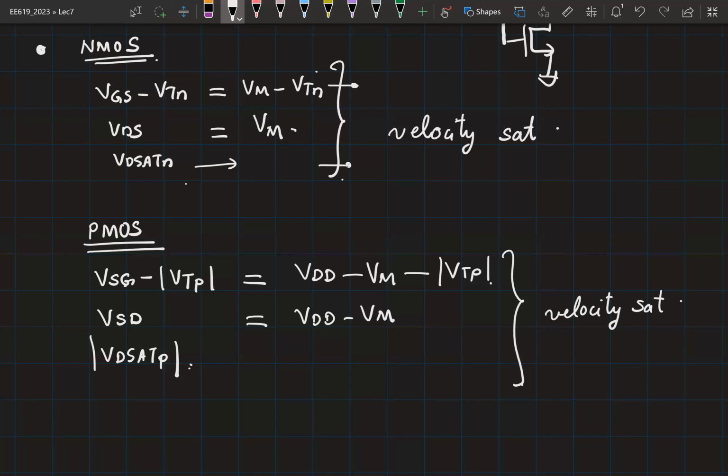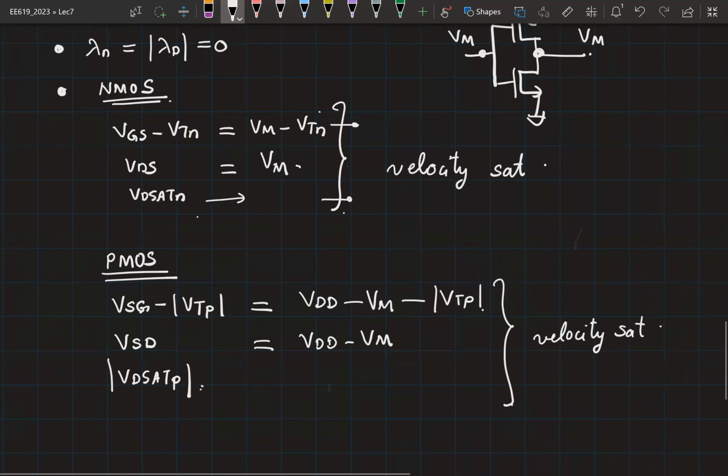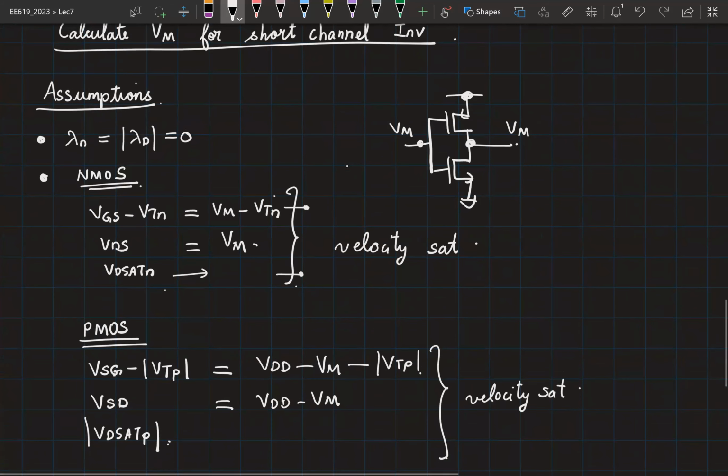So now all that you have to do is equate the currents under these conditions when the input and output is VM, and then derive an expression for VM. So please do.